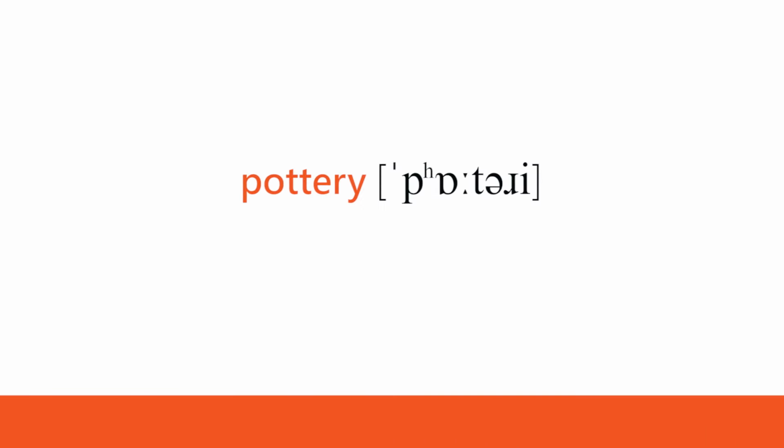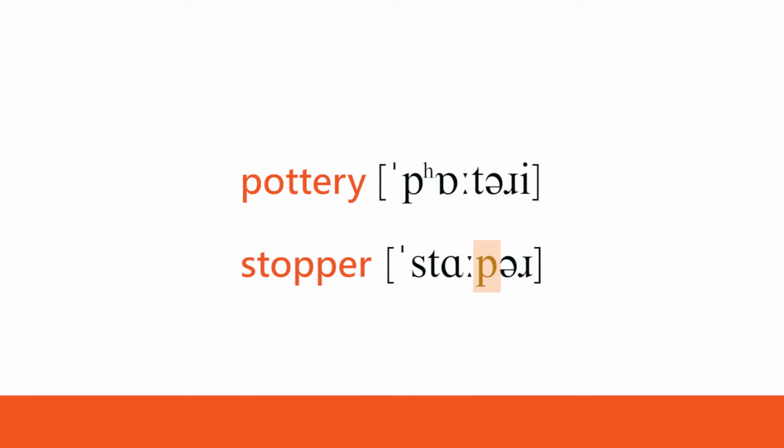So if I say pottery, the p gets aspirated or even strongly aspirated, not just because it's a p before a vowel, but also because it's in a stressed syllable. But if we say stopper, the p is not as much aspirated because it's not stressed. Although it's aspirated a little because it's a p in the beginning of a syllable before a vowel, per, but it's stopper. But if you say pottery, there's more aspiration.